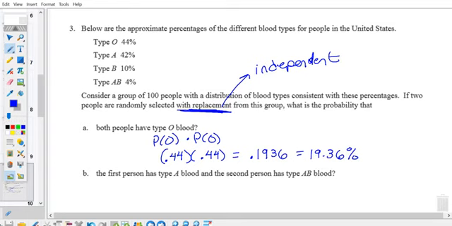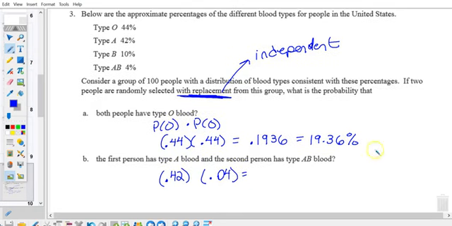The first person has type A, and the second person has AB blood. Still with replacement, so type A is 42%, AB is only 4%. Type that in your calculator. And we get about 18.48%.